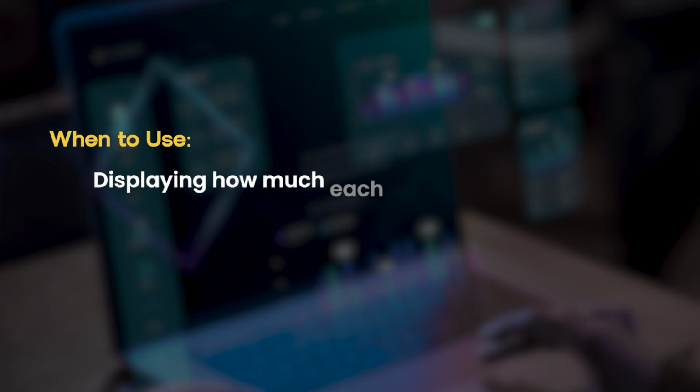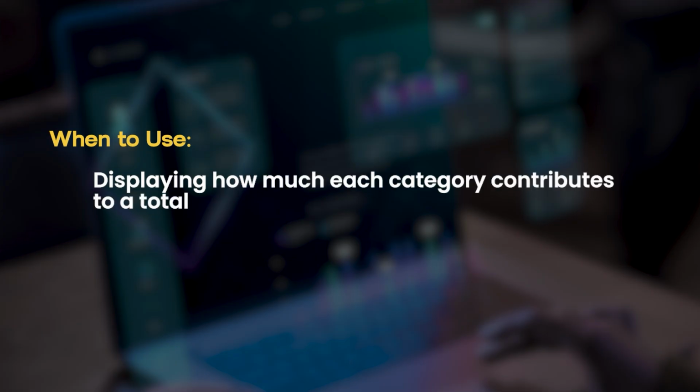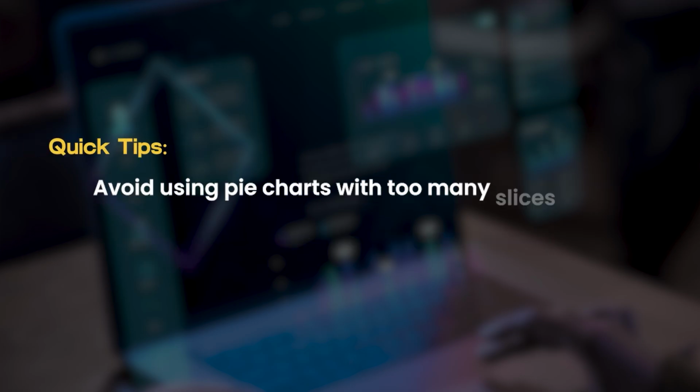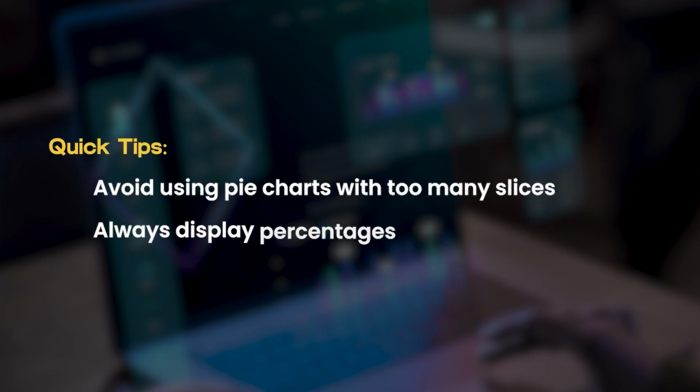When to use: displaying how much each category contributes to a total, when there are only a few, ideally under 6 categories. Quick tips: avoid using pie charts with too many slices. Always display percentages or values on the chart.